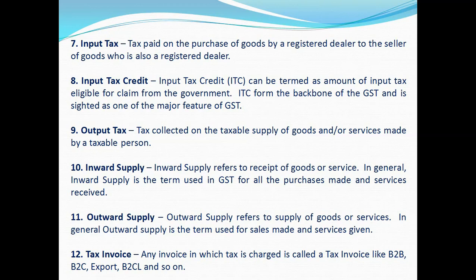Inward supply refers to receipt of goods or services. In general, you can say all the purchases made or services received are termed as inward supply under GST. Outward supply refers to supply of goods or services, and in general, you can say all the sales made and services given can be termed as outward supply under GST. Next is tax invoice. Any invoice in which tax is charged is called a tax invoice. It could be B2B, B2C, export, B2CL, and so on. So, any invoice in which tax is charged is called a tax invoice.